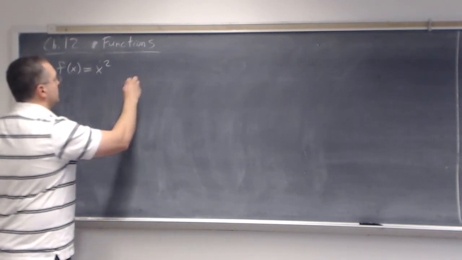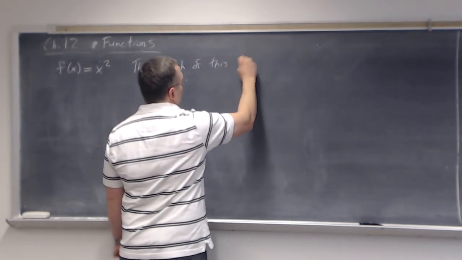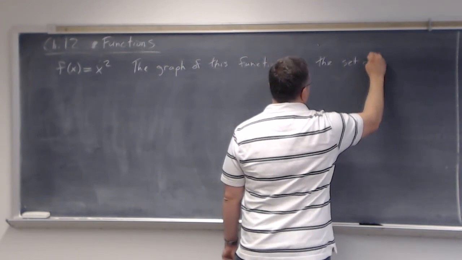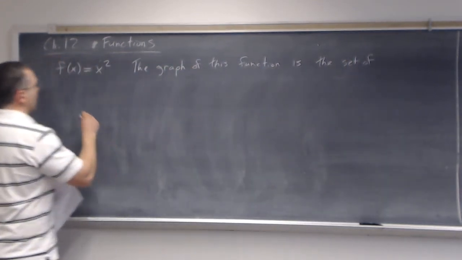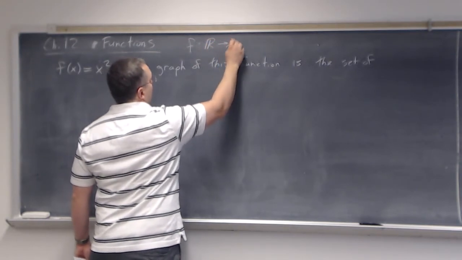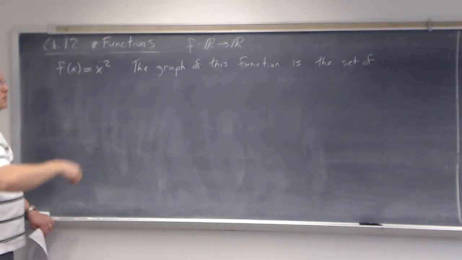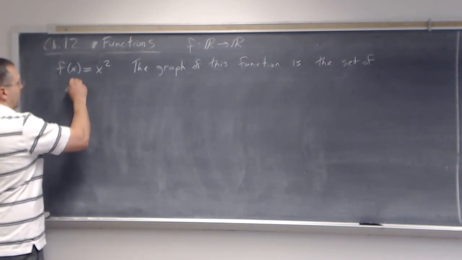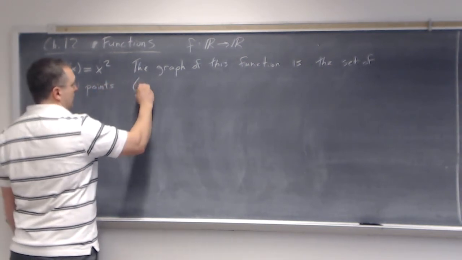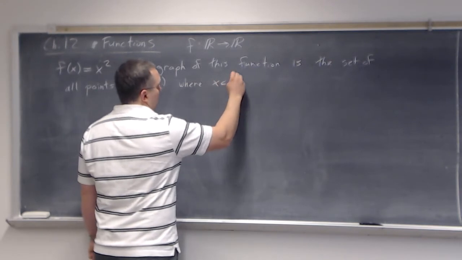You guys remember what the graph looks like? It's a parabola. The graph of this function is the set, so what x, f is a function from the real numbers to the real numbers here. So x is a real number, those inputs are real numbers, the outputs are real numbers. So the graph of this function is a set of all points x comma x squared where x is a real number.